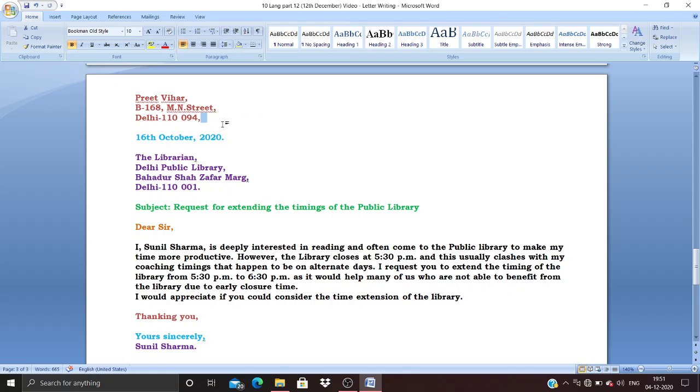And if you don't use these, then obviously you are going to lose some marks, because your marks are on the format. So learn this. Next time when you are going to write your final exam, please follow this format.